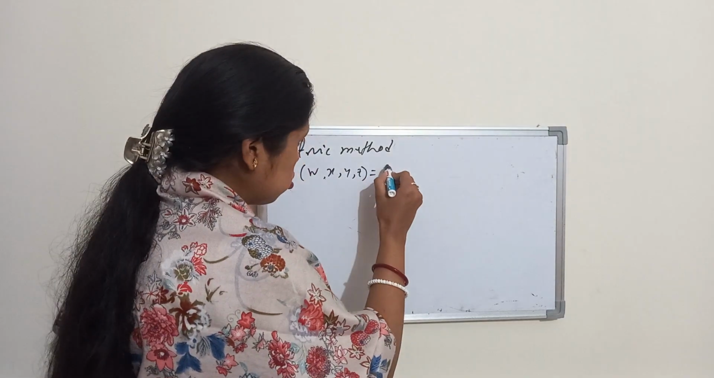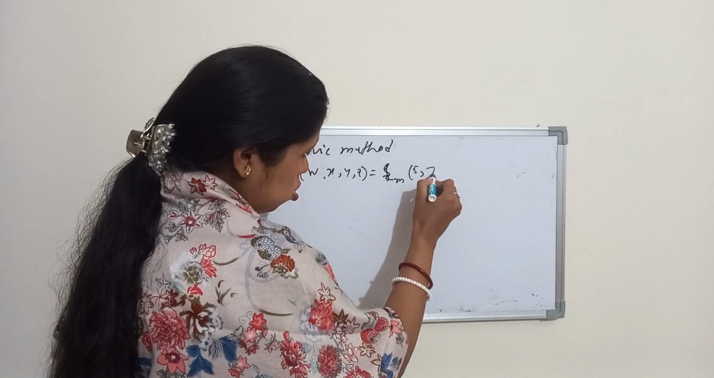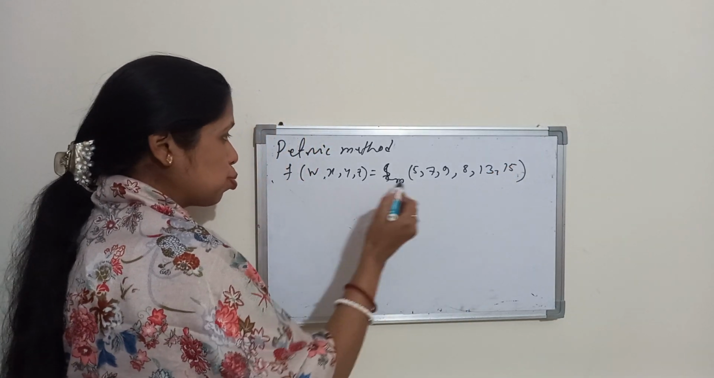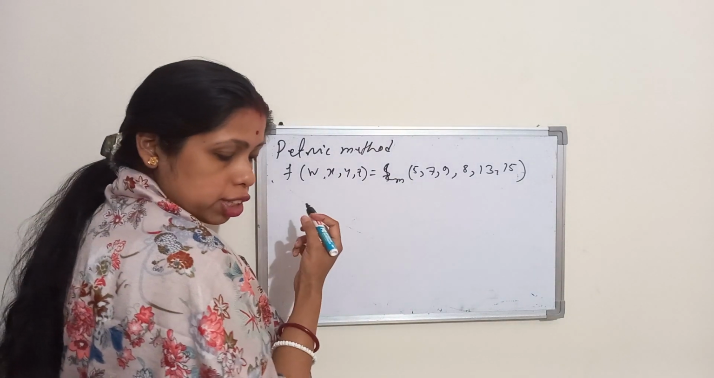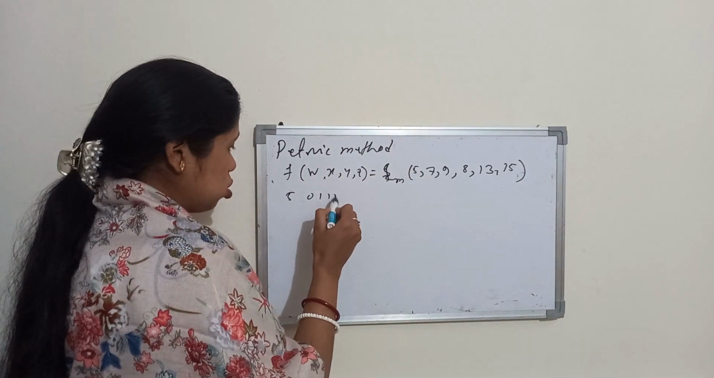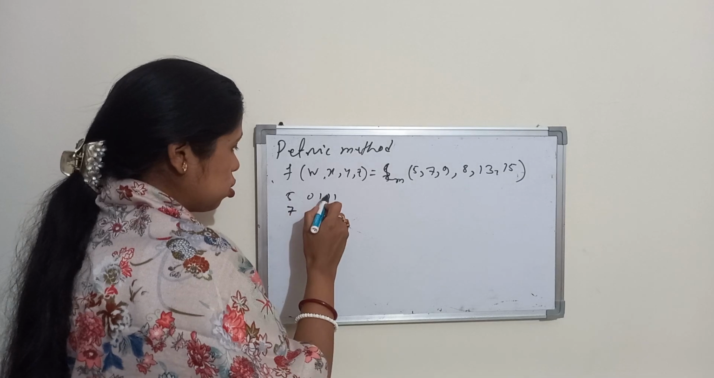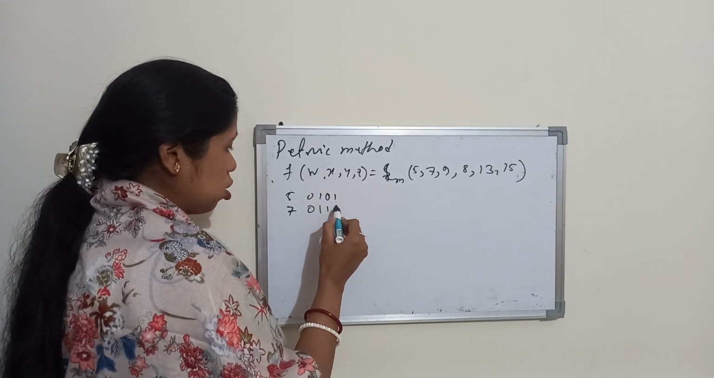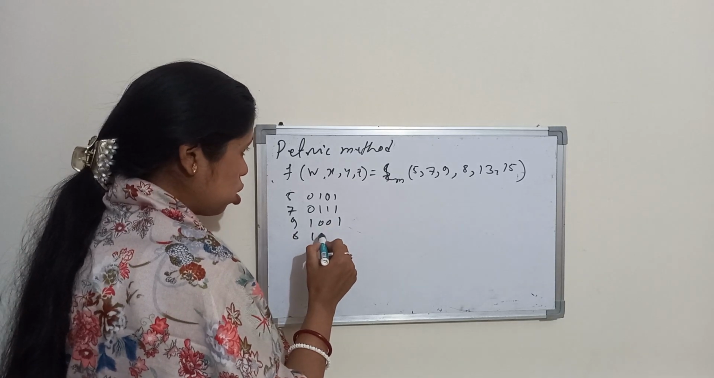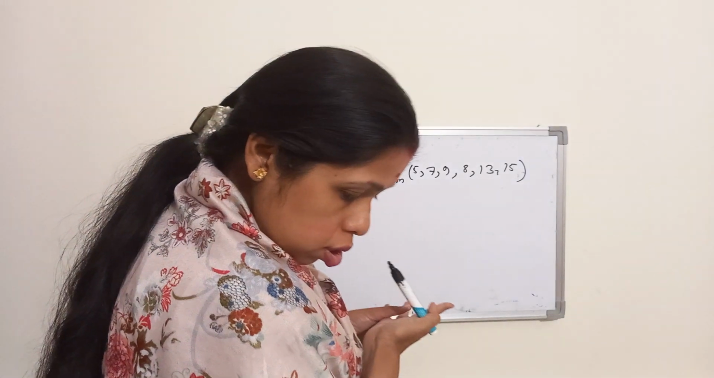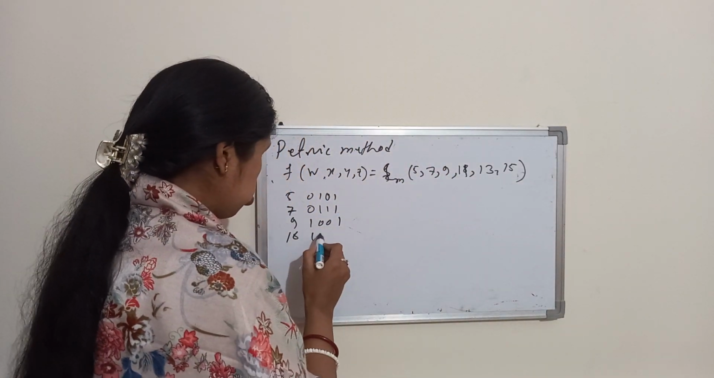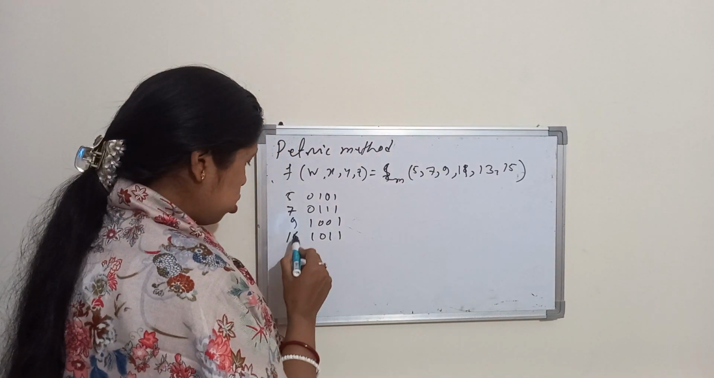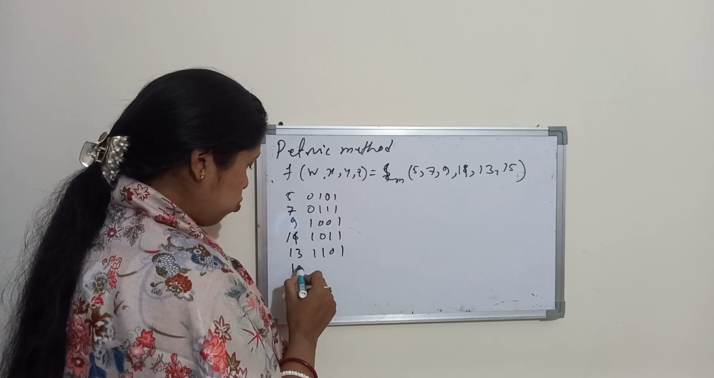Here I am writing the expression. If you remember, the first procedure is to write all the minterms. Without considering the number of ones, I am writing all the minterms. With four variables, I am writing all the binary terms in the form of four variables. 11 is 1, 0, 1, 1. 13 is 1, 1, 0, 1. 15 is 1, 1, 1, 1.